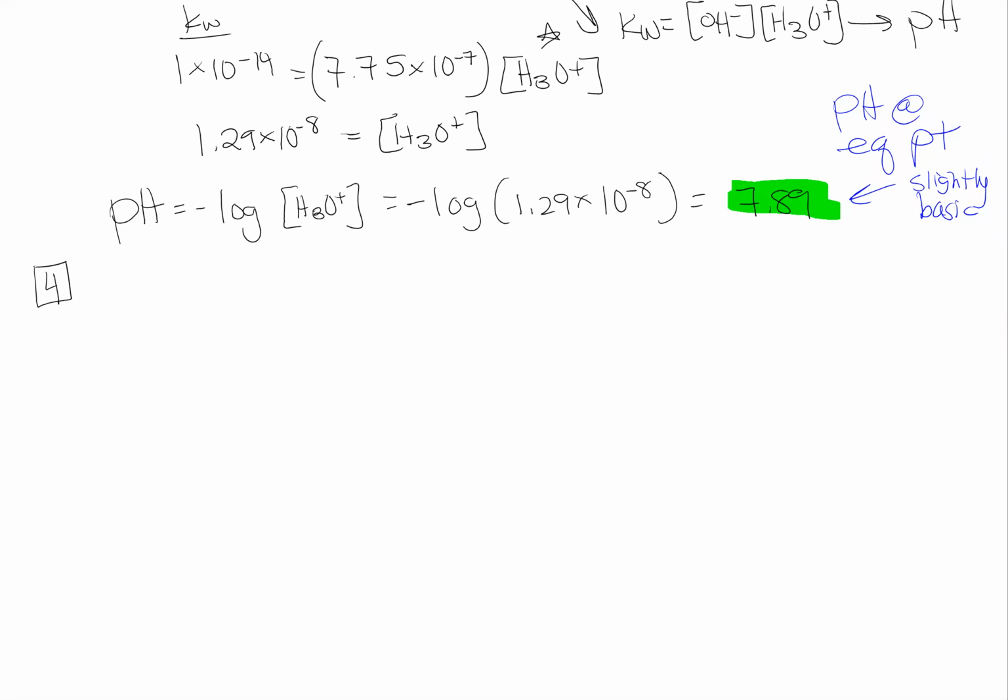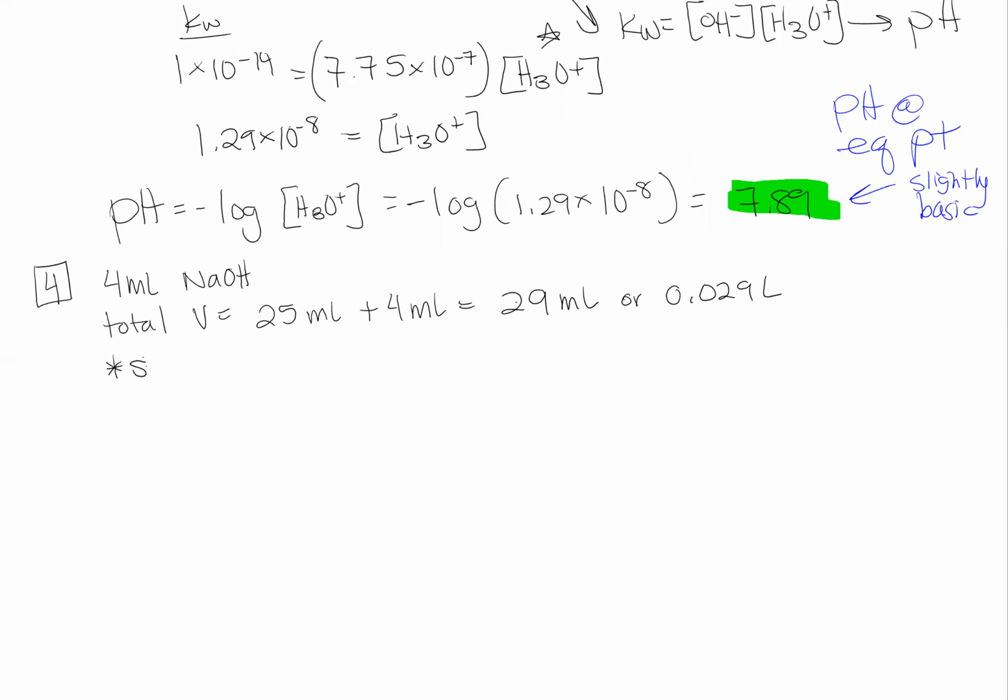So we've added 4 milliliters NaOH. So this is past our equivalence point. Our total volume at that point in our flask is going to be equal to that 25 milliliters plus our 4 milliliters, which will be 29, or 0.029 liters. And we are going to need to use stoichiometry to determine exactly how much we have left, or it'll be a simple stoichiometry problem.